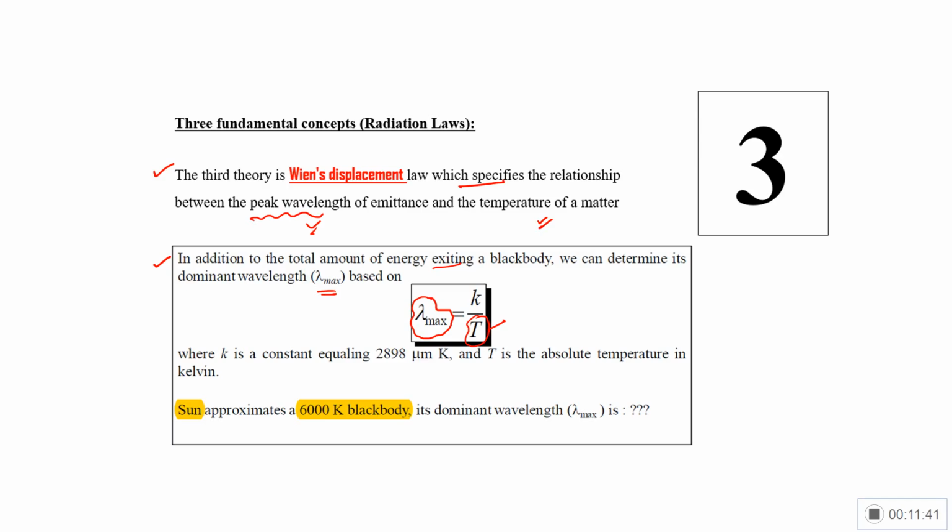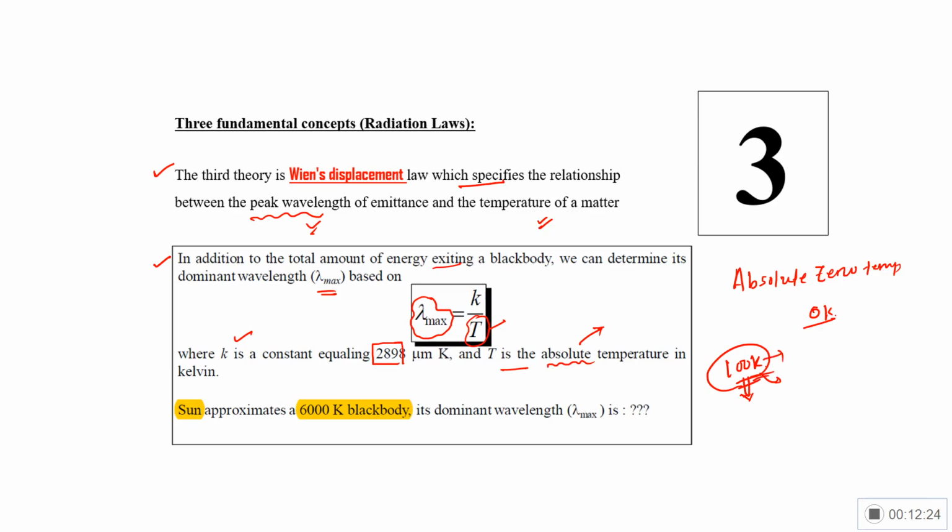And who gave it? Wien, that scientist. So this is Wien's displacement law. K is a constant equal to 2898 micrometer Kelvin, and T is the absolute temperature. Absolute temperature means it should be on the Kelvin scale. If it says absolute zero temperature, that means 0 Kelvin. Or if I take 100 Kelvin, this is on the Kelvin scale, which is the representation of absolute temperature.